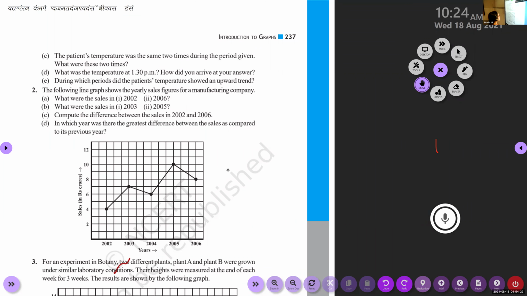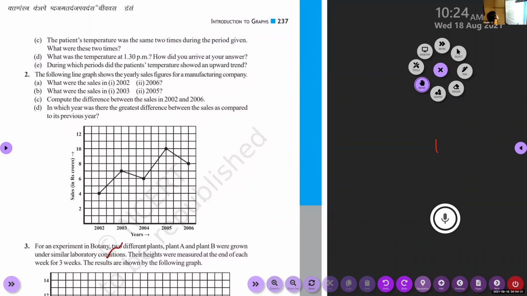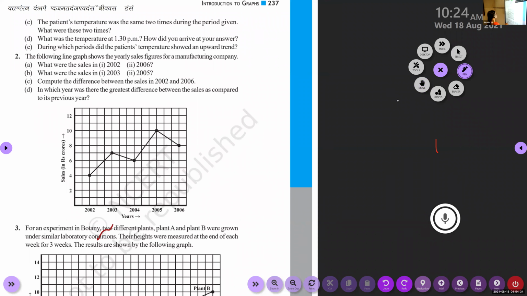Okay. So first question: what were the sales in 2002 and 2006? What was the sale in 2002? The sale is 4 crores. So the first answer is 4 crores. Second question, 2006. What was the sale in 2006? 8 crores. Yes, it is 8 crores. Okay, read the next question.